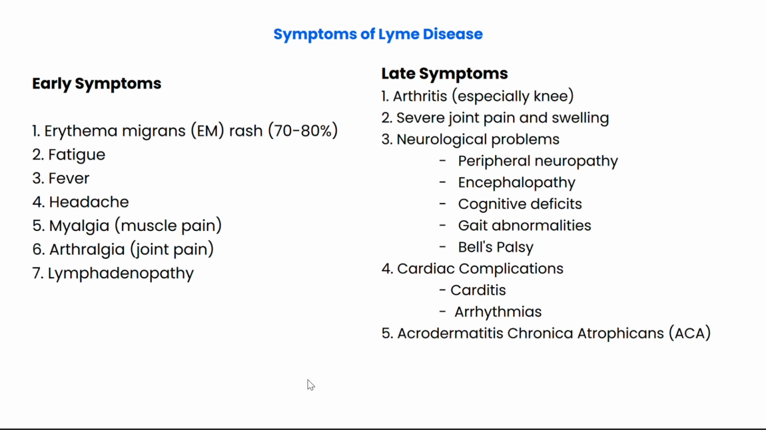Patients may also experience gait abnormalities, and although it can occur in early disease, Bell's palsy can persist and develop in the later stage. Cardiac complications, including carditis and arrhythmias, can also occur. In Europe, a skin condition called acrodermatitis chronica atrophicans is a notable late stage manifestation.